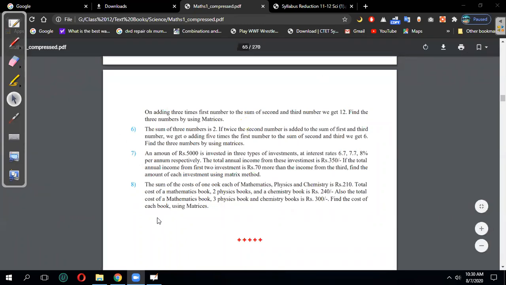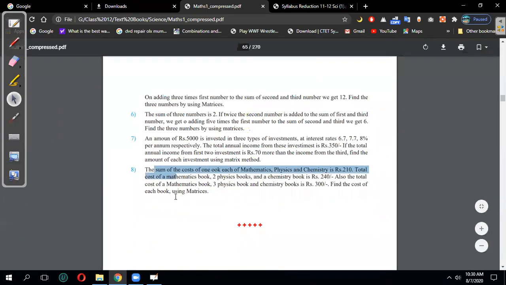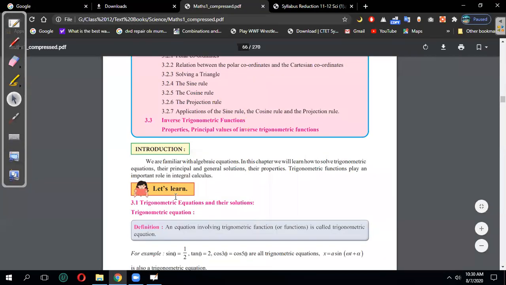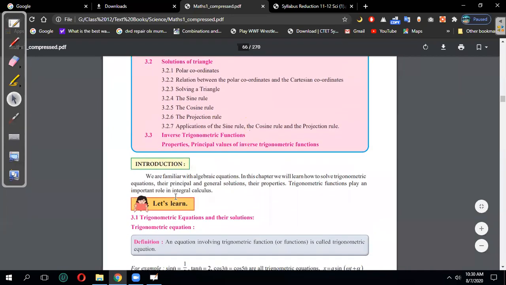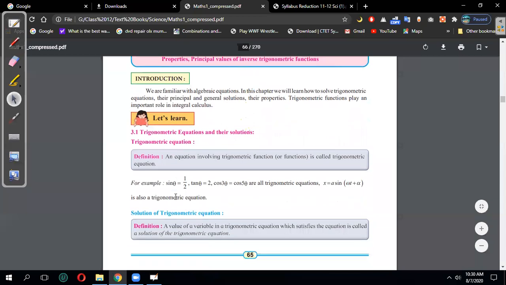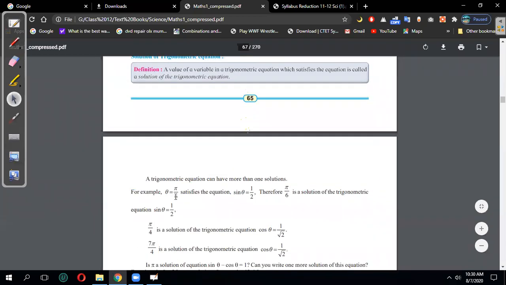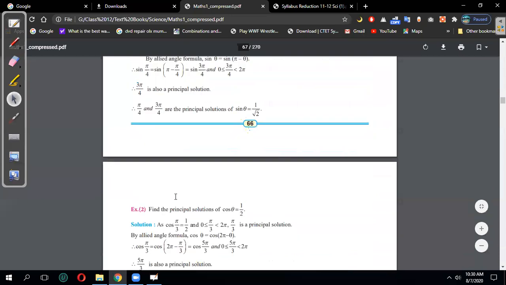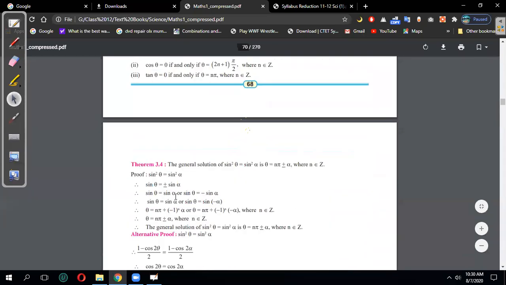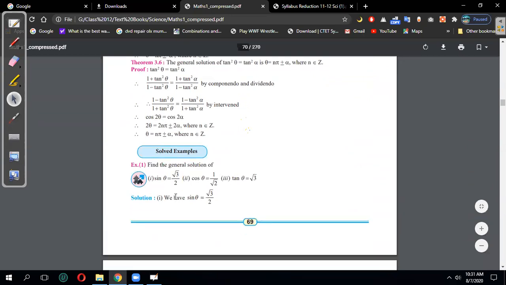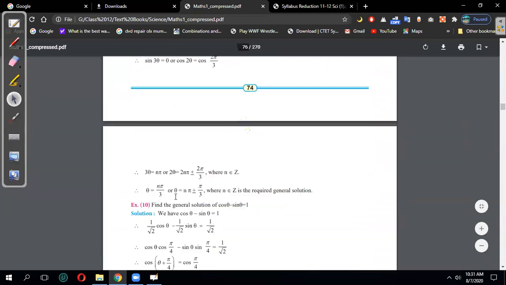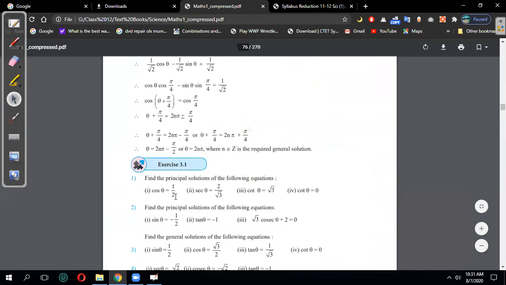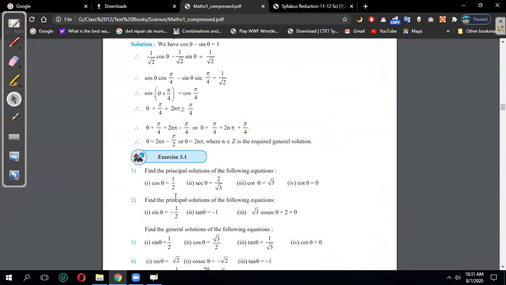Now let's move to the very next chapter, which is your favorite one, I think, trigonometry. Do you guys love trigonometry? Okay, so try to understand trigonometry. It's the third chapter, and the first exercise we are going to perform is based on principal solution and general solution.